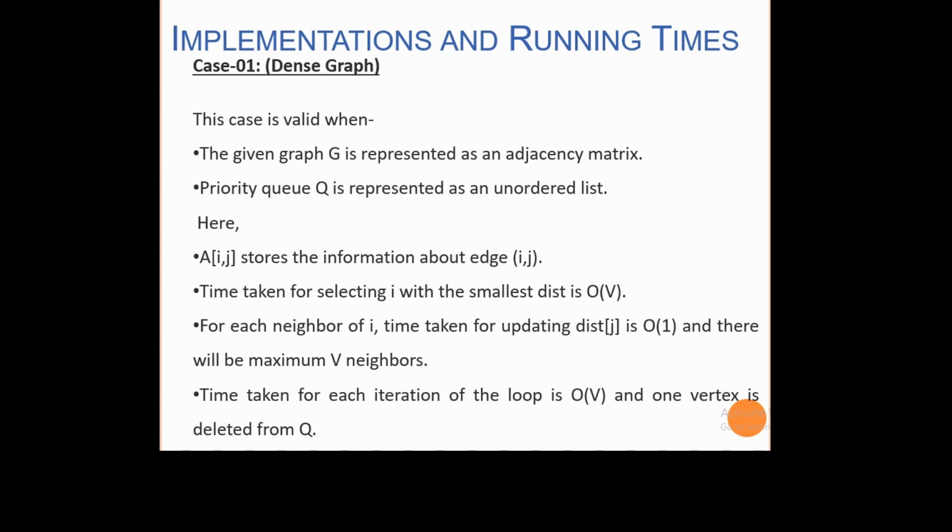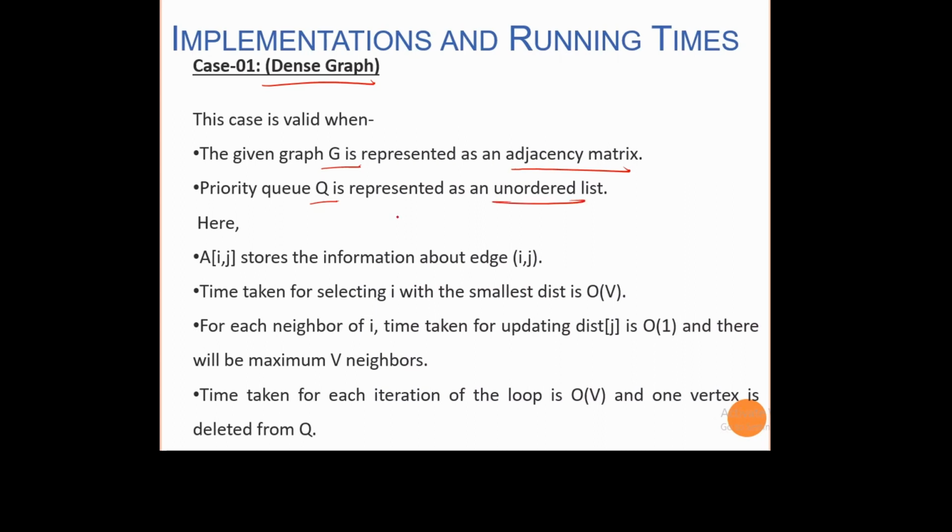Then a sparse graph, we are representing that using the adjacency matrix, because maximum entries will be zero. So in the case of a dense graph, we will represent that by using an adjacency matrix. In the case of a sparse graph, we will represent that by using the adjacency list.